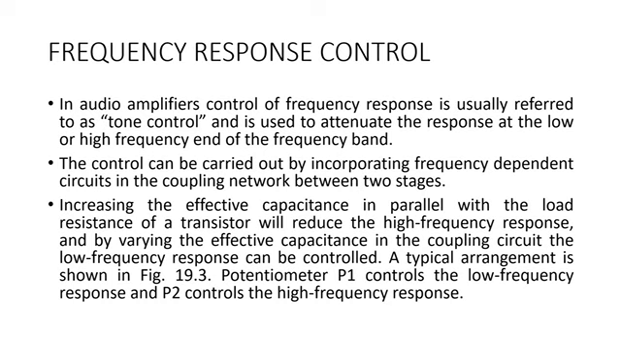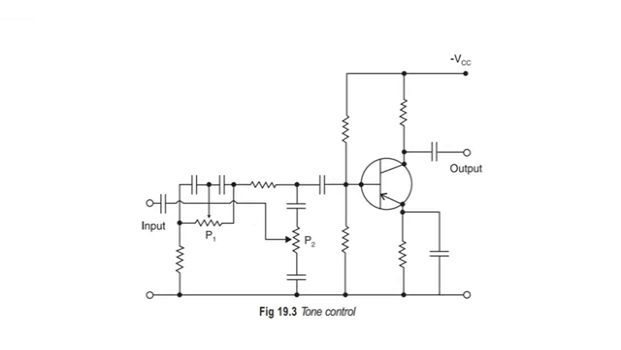One, by increasing the effective capacitance near the load resistance, we control the high frequency response, and by varying the effective capacitance in the coupling circuit, we control the low frequency response. This is how we select the capacitance so that it takes the two actions. A typical arrangement has been shown here. The potentiometer P1 controls the low frequency and P2 controls the high frequency response. You can see here how P1 and P2 are controlling the frequency response at low and high mode. So this is the tone control circuit.